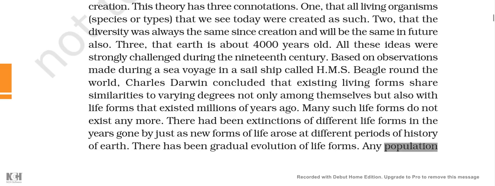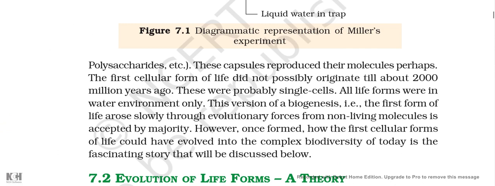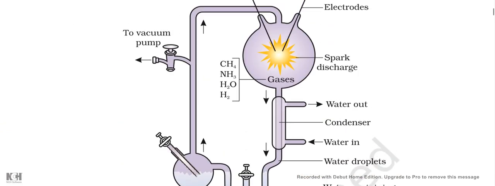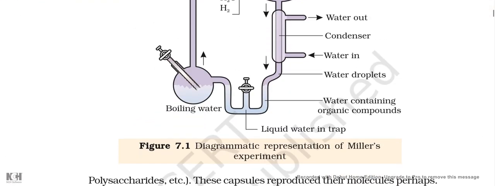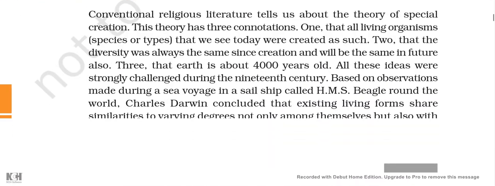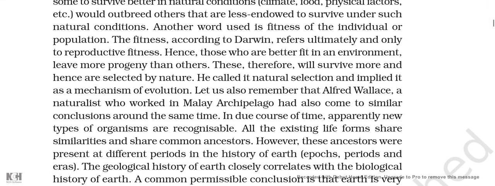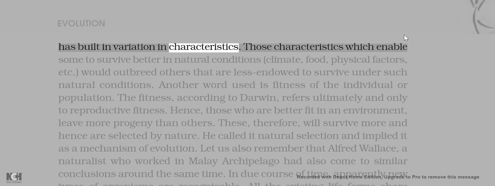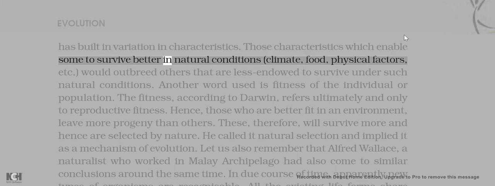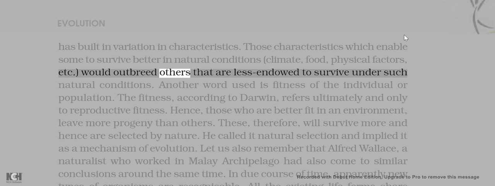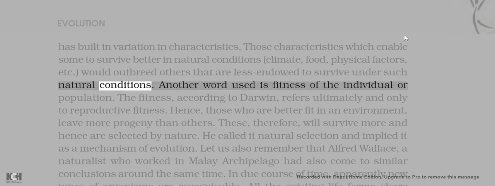Any population has built in variation in characteristics. Those characteristics which enable some to survive better in natural conditions, climate, food, physical factors, etc., would outbreed others that are less endowed to survive under such natural conditions. Another word used is fitness of the individual or population.